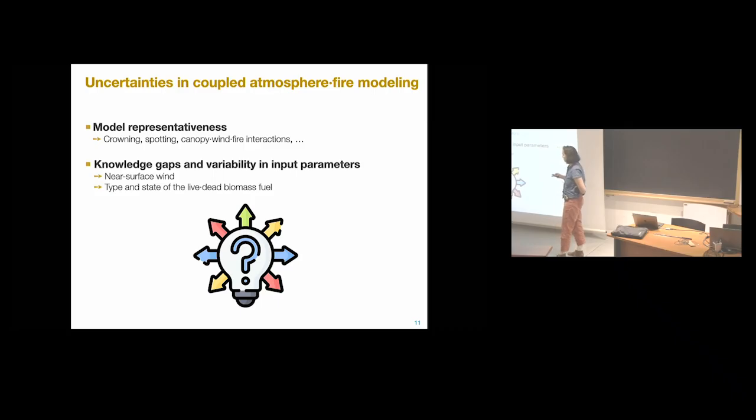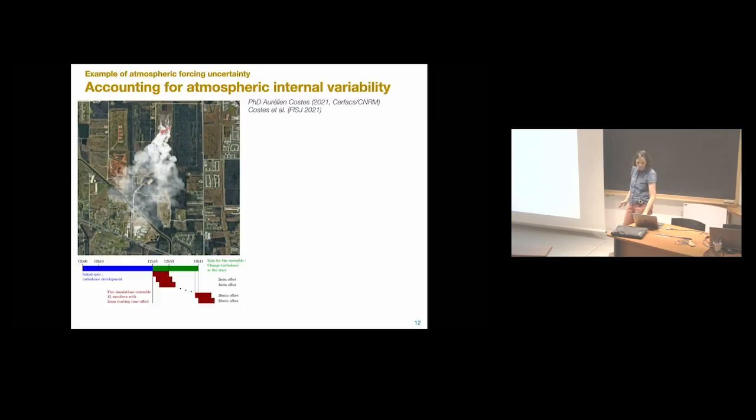And another source of uncertainty is the inputs of the coupled model. Either we don't know them very well, or there is some spatial and temporal variability. What I call inputs is the near surface wind that is seen by the rate of spread model, but also the state and type of the live and dead biomass fuel. And so the question is, how can we quantify and reduce these uncertainties? Just some examples to illustrate what we have been doing.